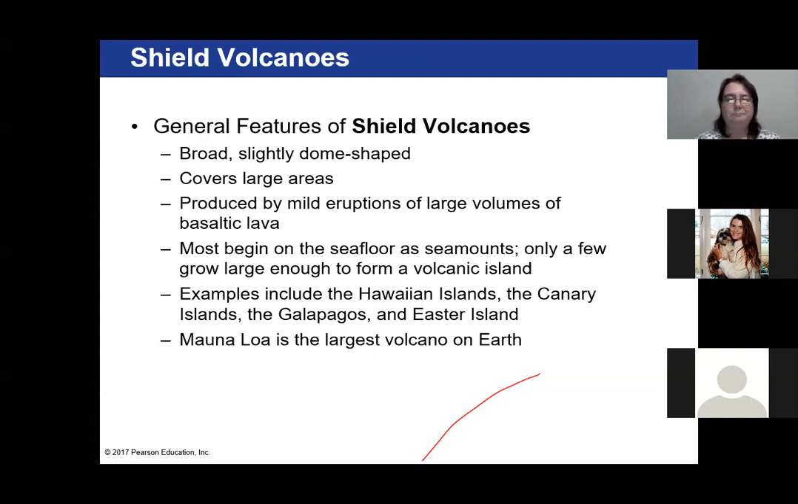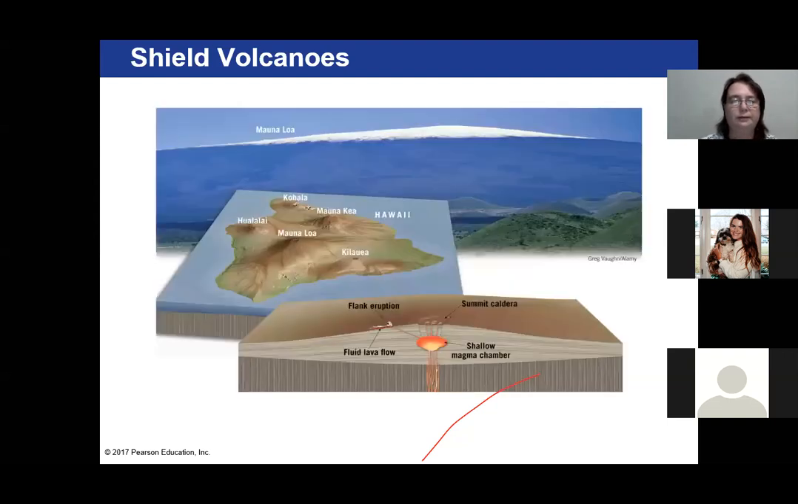All right, so there are three main shapes of volcanoes. Shield volcanoes are like Hawaii. They are broad and a little bit dome-shaped, and they're very long and large. Galapagos. Mauna Loa is the largest volcano on the planet currently. Kilauea is the one that is erupting right now. So, see how long and low that is relative to others.